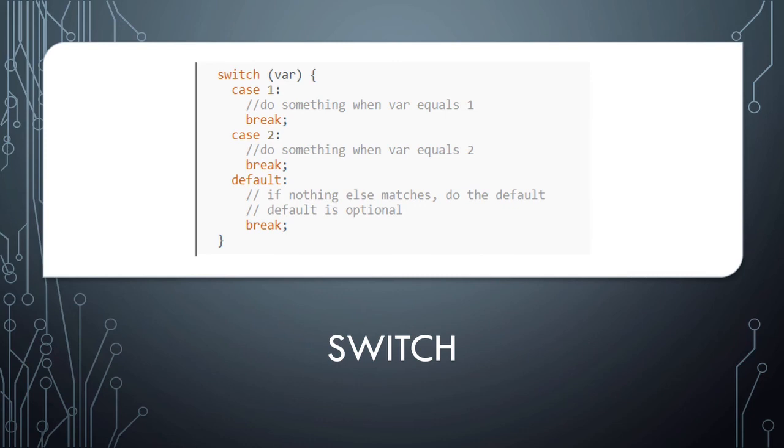So here's an example with slightly more detail. If we were looking for this variable to be equal to a number, if it was equal to the number 1, then we would perform the first case. And then you can see we would break out of that program into the main loop. If the variable was equal to 2, we would perform this second case. And then we have another option with our switches.